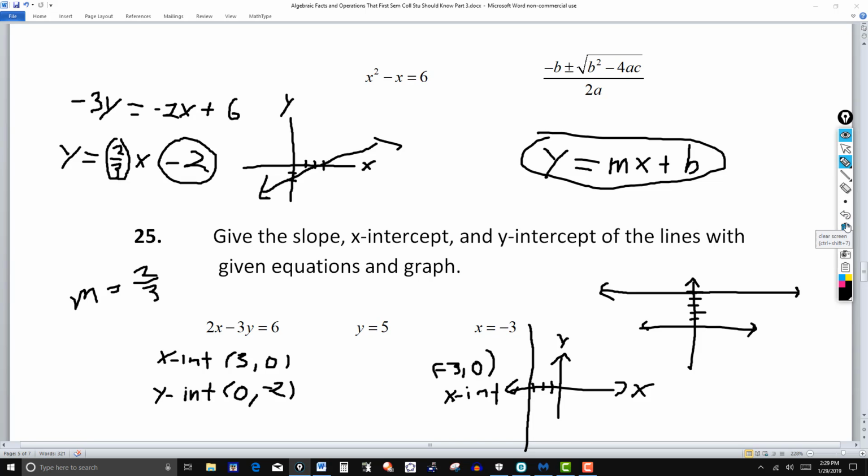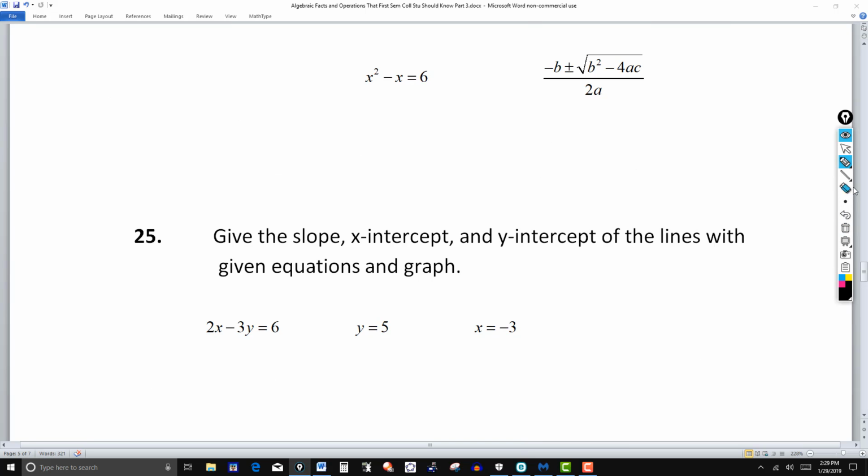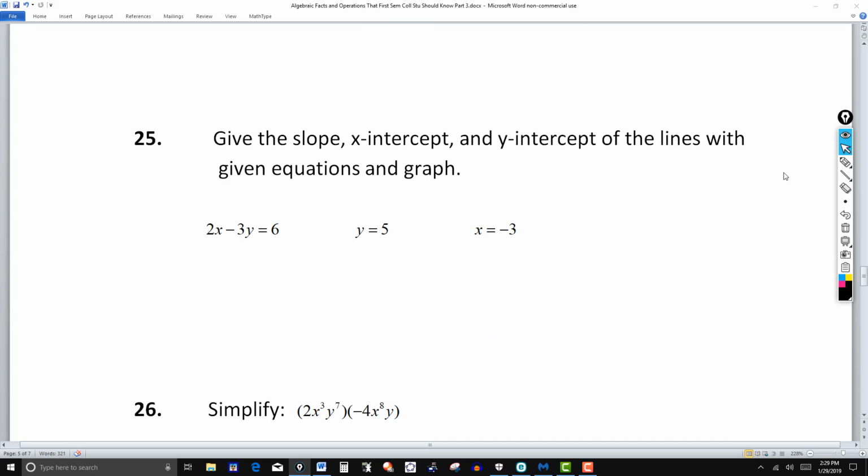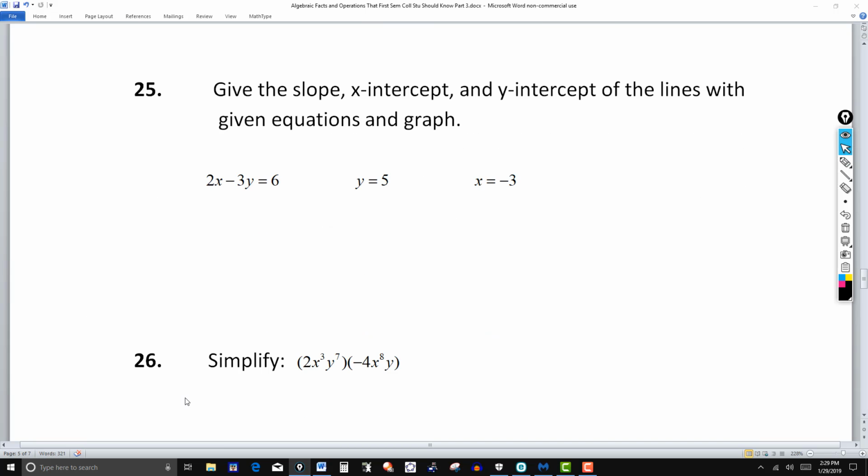For the next one here, simplify. Okay, so again, pause the video and see if you can get an answer to this, and then I'll work it out. Okay, so I'm going to work it out here.